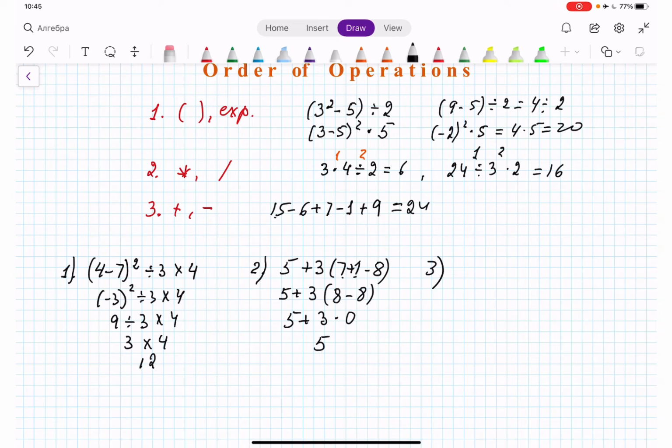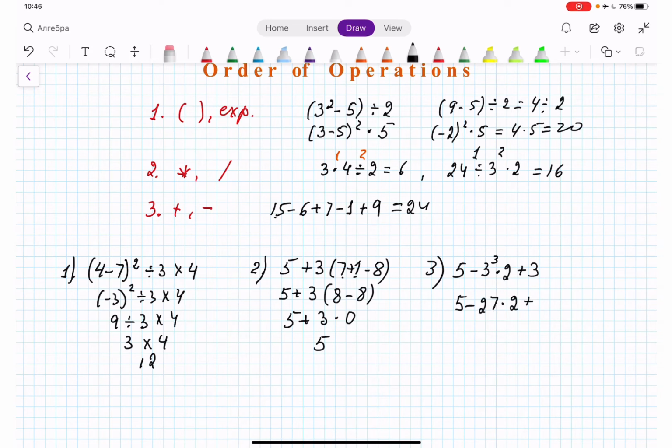Number 3. Okay. 5 minus 3 cubed multiplied by 2 and plus 3. Okay, what do we have? So first operation, I'm doing exponents, right? The highest priority. So 3 cubed is going to be 27.